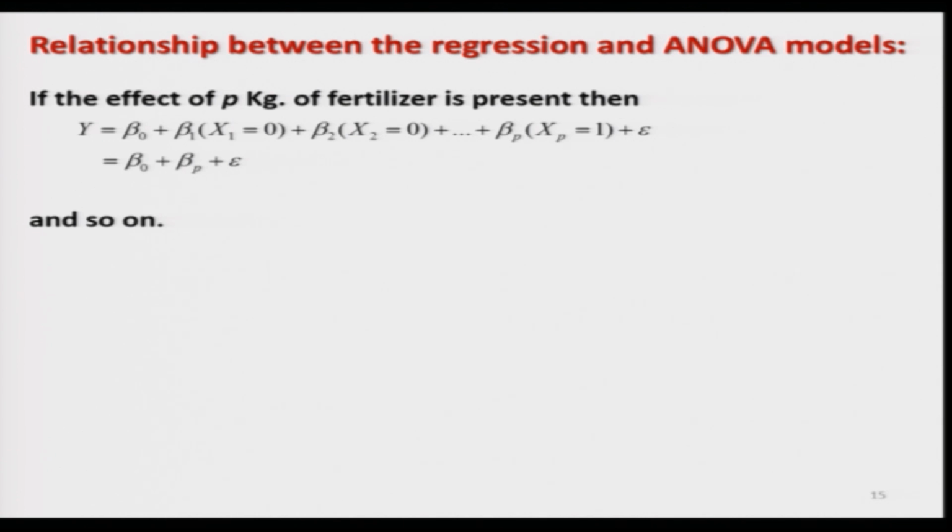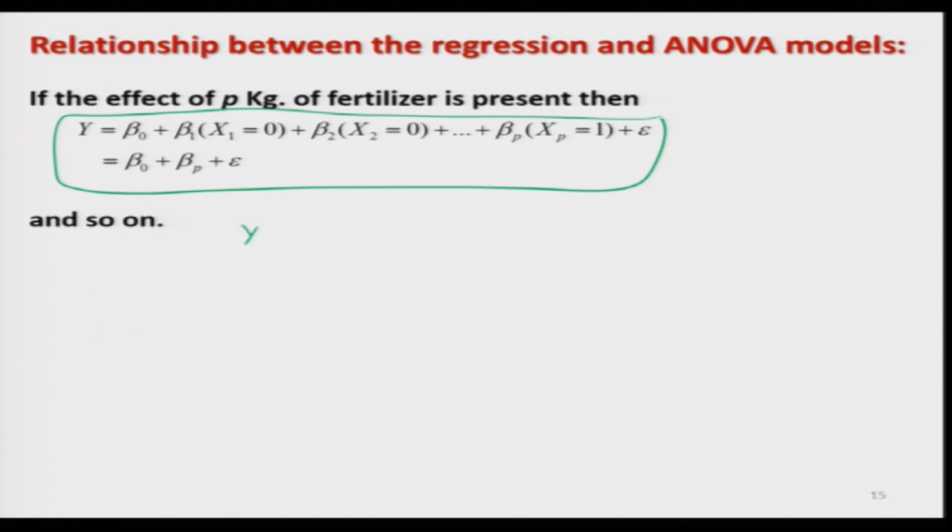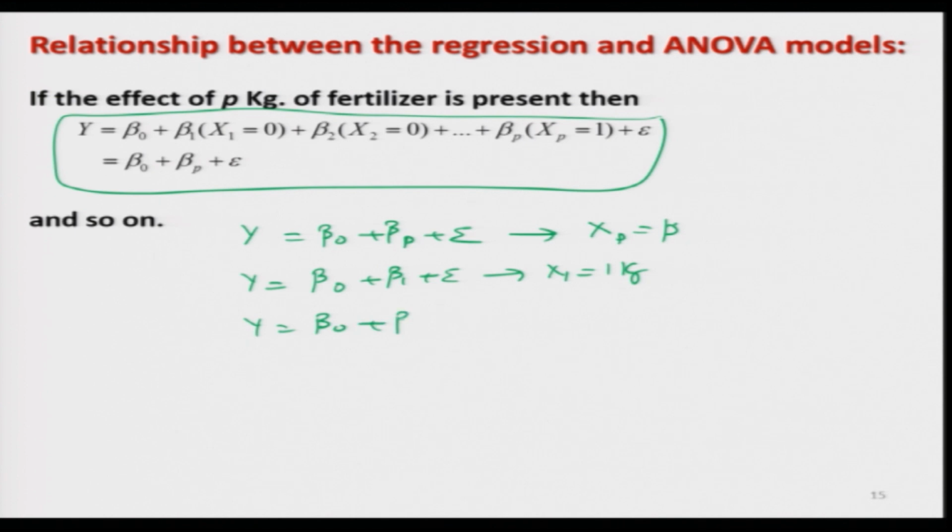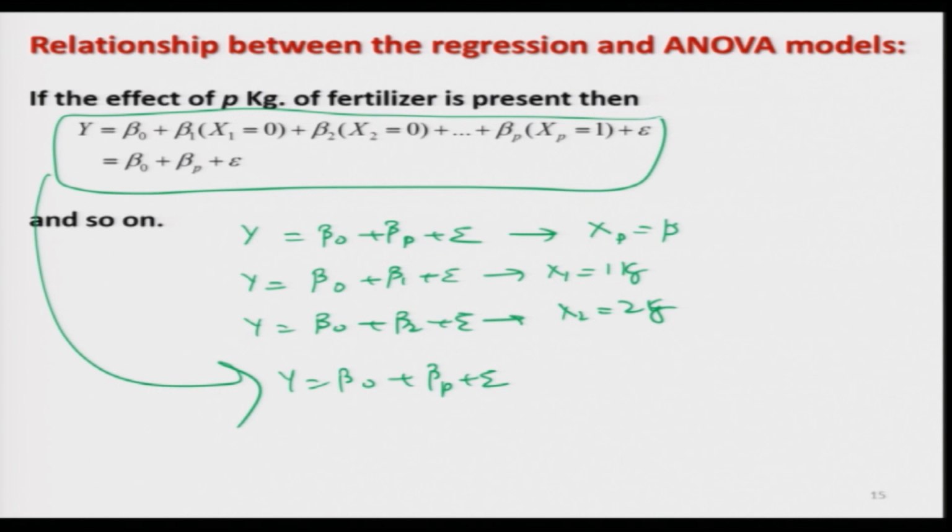Right. So, you can see that you can write this model in exactly the same way, and from here I would like to show you one thing, that finally this y is going to be beta 0 plus beta p plus epsilon. So, this is for x p equal to p. Now, if you write y is equal to beta 0 plus beta 1 plus epsilon, this indicates that x 1 equal to 1 kg is being used, y equal to beta 0 plus beta 2 plus epsilon indicates that x 2 equal to 2 kilogram is used, up to the same thing, y equal to beta 0 plus beta p plus epsilon, where we use the value x p equal to p kg.